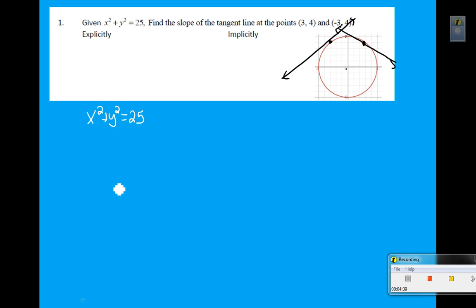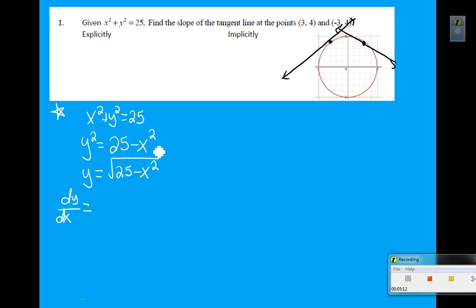Explicitly, you would have to solve this thing for y. And trust me, this is one of the easier ones we would do. So if I solve this thing for y, I'd have y squared equal 25 minus x squared. I would take the square root of both sides. So there's what y would be equal to. Now I need to find the derivative of this. So the derivative dy/dx would be, here comes the chain rule, 1/2 (25 minus x squared) to the negative 1/2 times negative 2x.